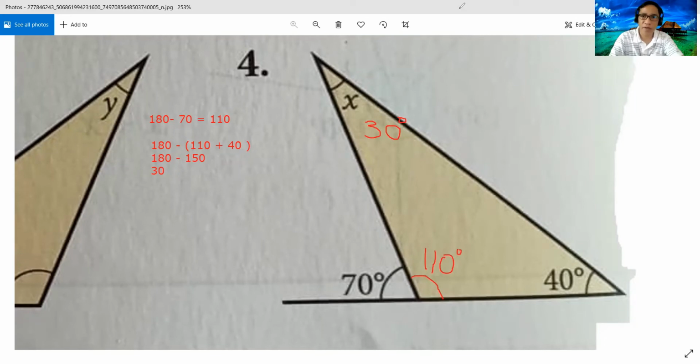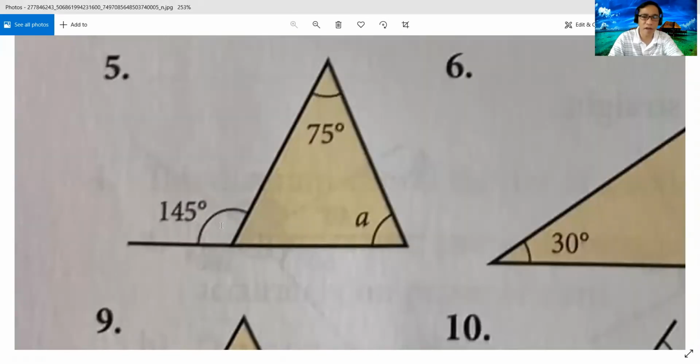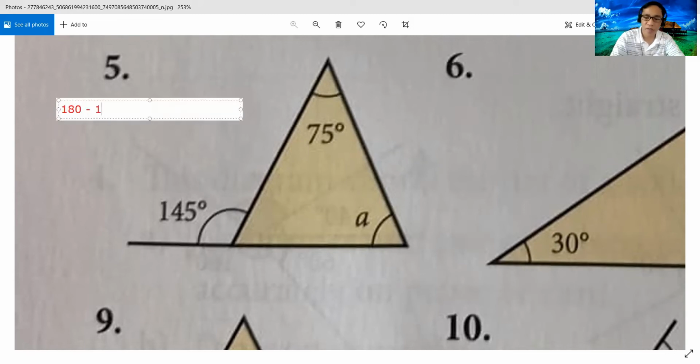Now let us try problem number 5. So 145 is the external angle. So 180 minus 145 is equal to 35 degrees. This means that this angle is 35 degrees. But our target is to find the angle A.